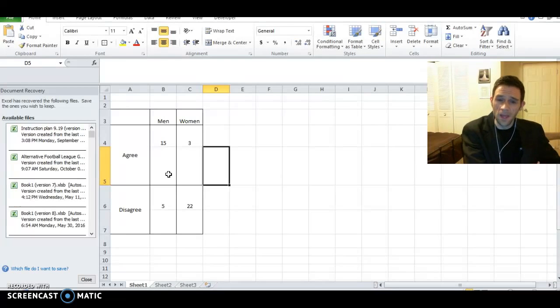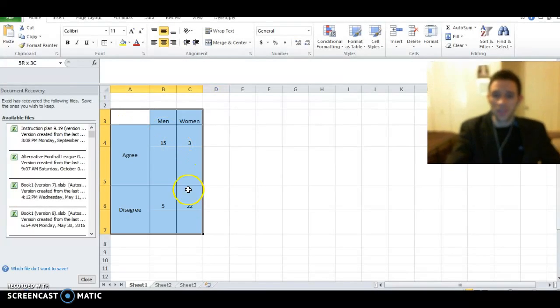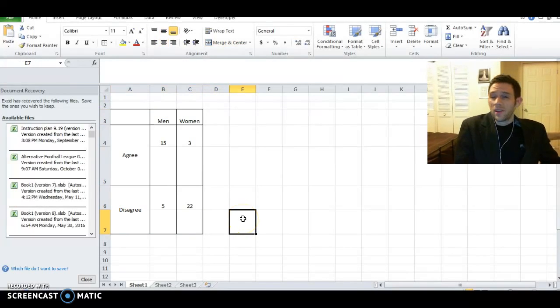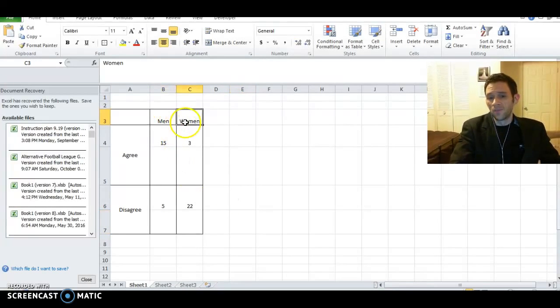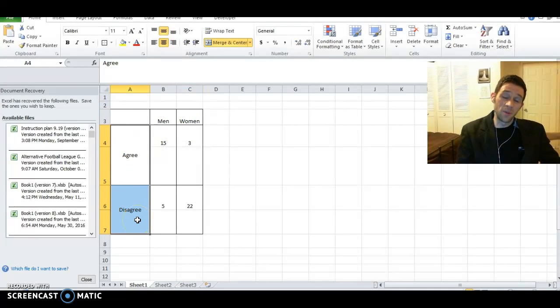So first, I have a basic crosstab here, and we have two variables. We have sex, we have men and women, so two categories in that variable, and we have agreement with some policy. I don't know what policy this is. It's just kind of a generic policy. So we have agree and disagree.